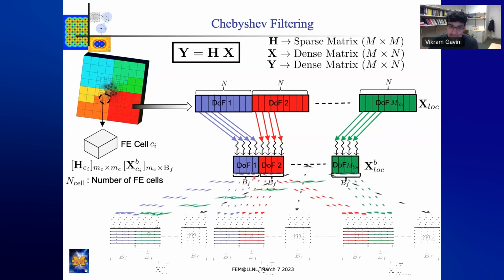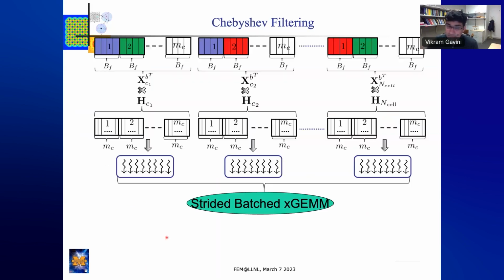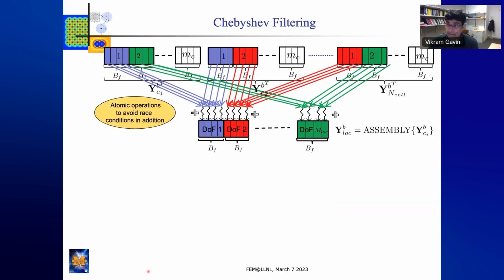So for this block of wave functions, we can then extract out the elemental values for each of the elements. And once we extract out the elemental values, we can do the h times x using strided batched GEMMs in a very efficient manner. Then we get the cell level entries for the y matrix. But then we have to assemble back, and there are two assembly operations that we need to do. One is the assembly of the nodes which are sharing multiple elements. So for that, we use atomic operations if we are doing this on GPUs. So that's the local assembly that's happening.